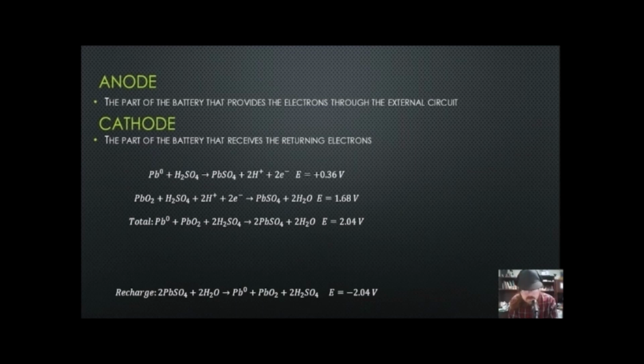So the reaction for a lead acid battery, the type that runs your car: on one side, the lead mixes with sulfuric acid to form lead sulfate and two protons and produces two electrons. The lead oxide mixes with sulfuric acid, two protons and two electrons to form lead sulfate and two waters. So the net overall reaction is lead plus lead oxide and sulfuric acid forming two lead sulfates and two waters, at a generation of 2.04 volts.